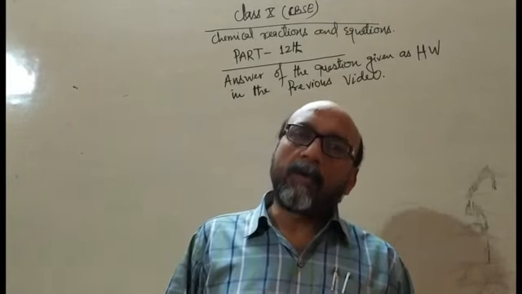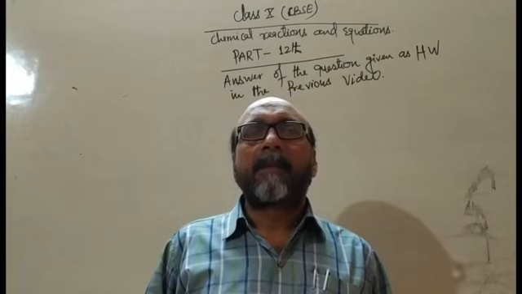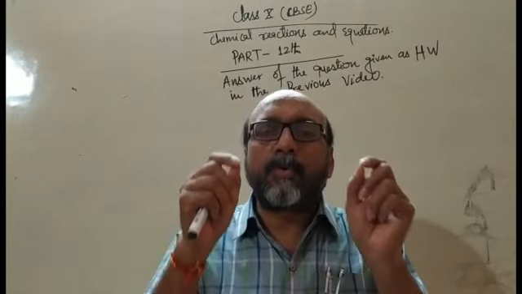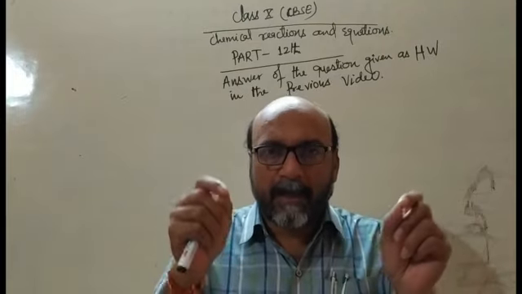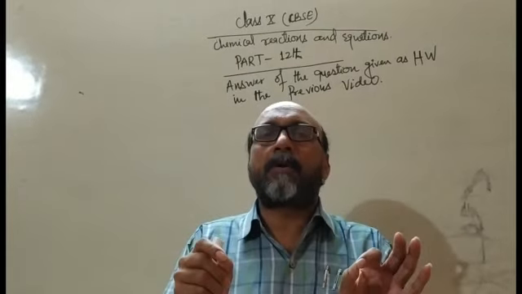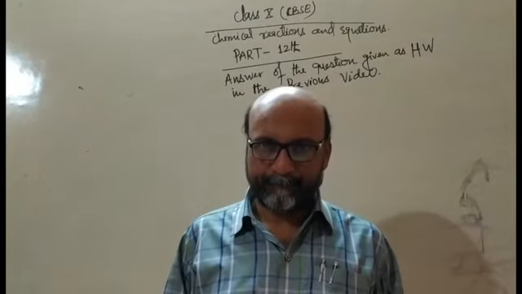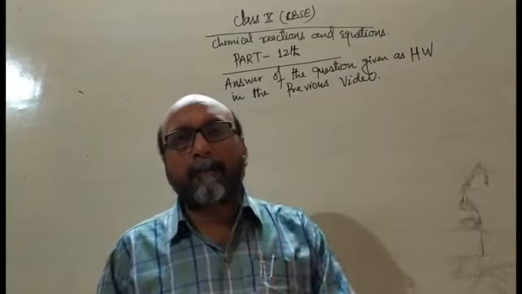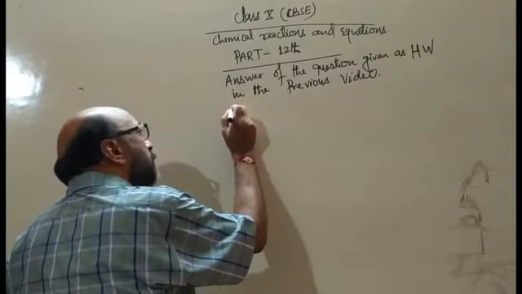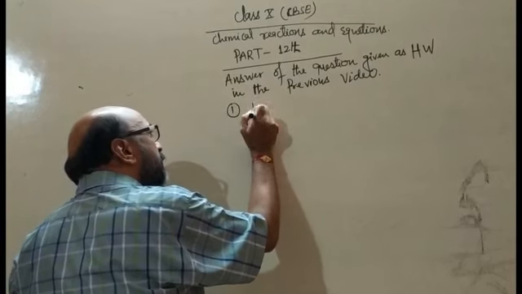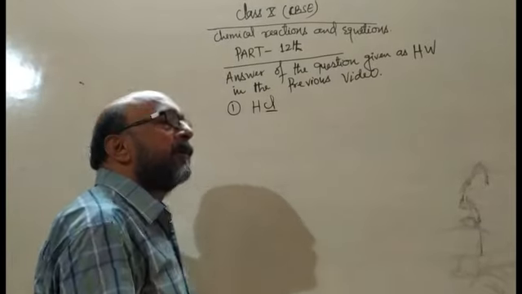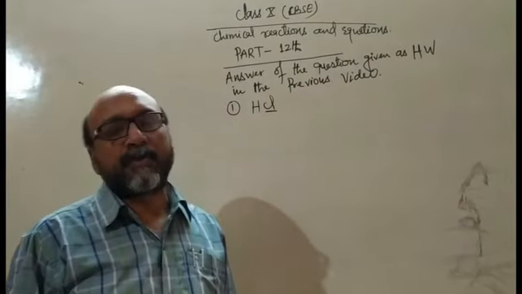Today, I would like to provide you the answer of the question given you as your homework so that you can check your answer. The first compound given to you was HCl, in which you have to calculate the oxidation state of chlorine.